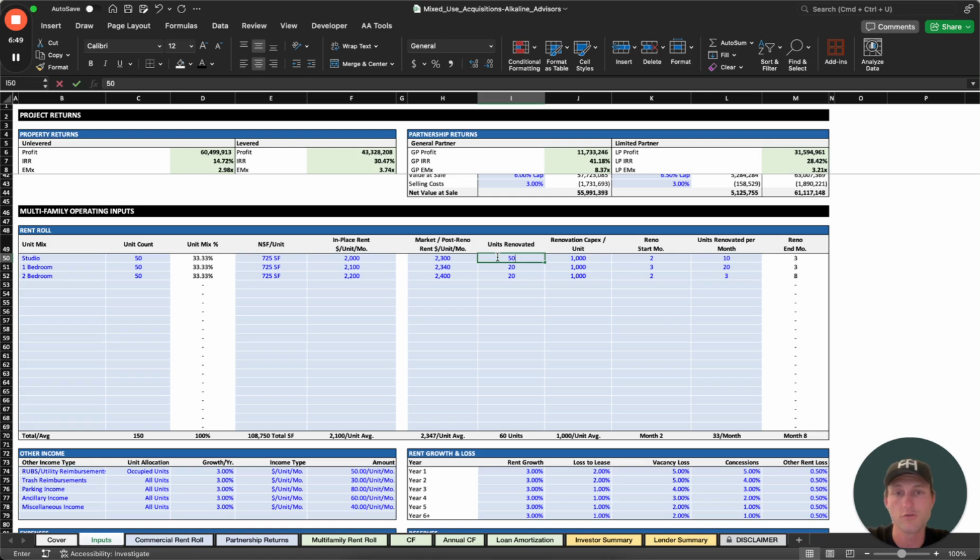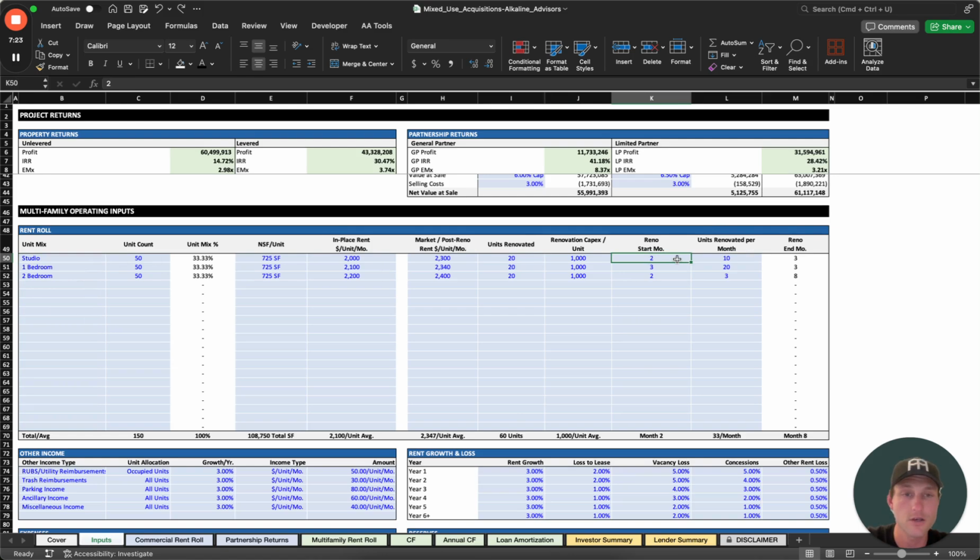We can choose to renovate all the units. We can choose to renovate none of the units. Either way, whatever you choose, you can then say that if there is renovation, and let's say in this scenario we'll renovate 20 of the 50 units for each, we can choose how much money we're spending to renovate each individual unit. We can choose when the renovations will start, and then we can choose how many units per month we will renovate.